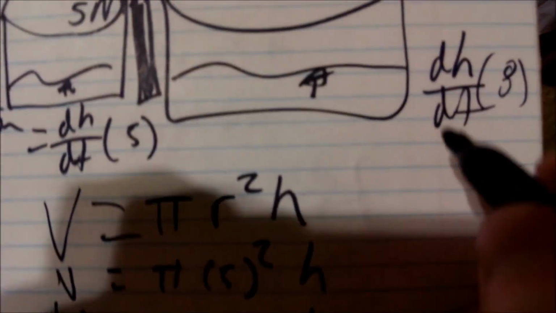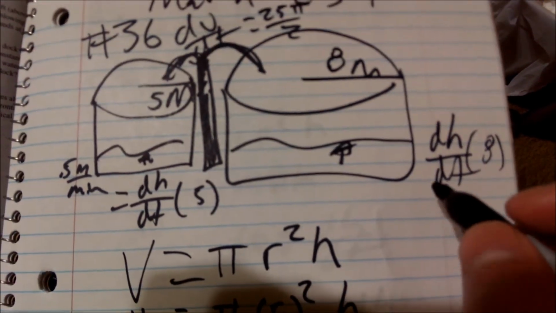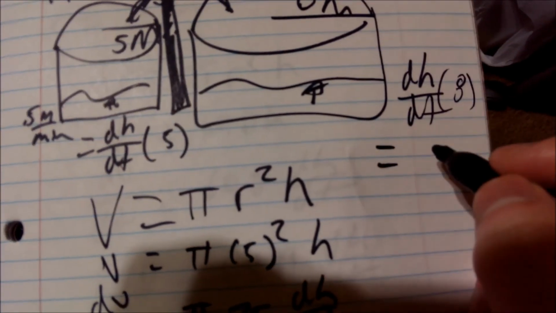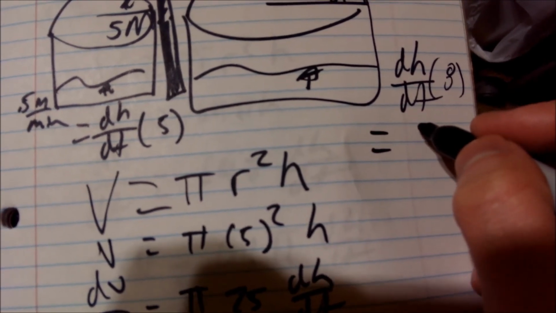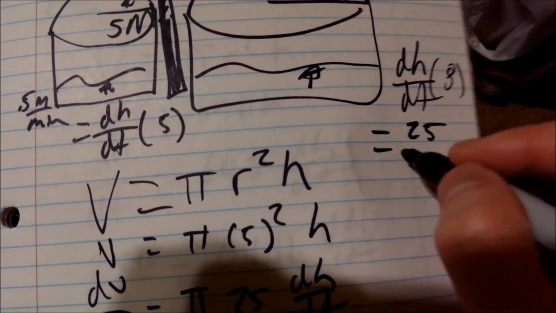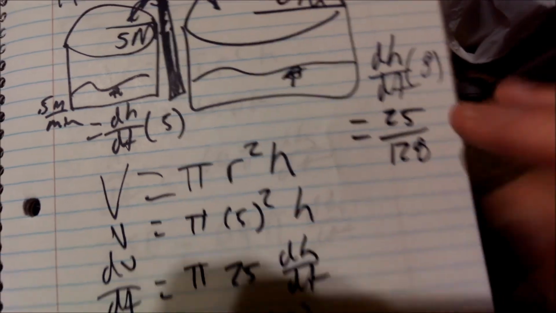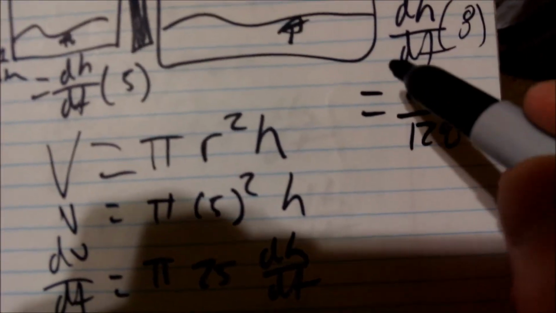The change in height over time of the biggest cylinder is equal to 25 over 128. Right? Yep. And that's our answer.